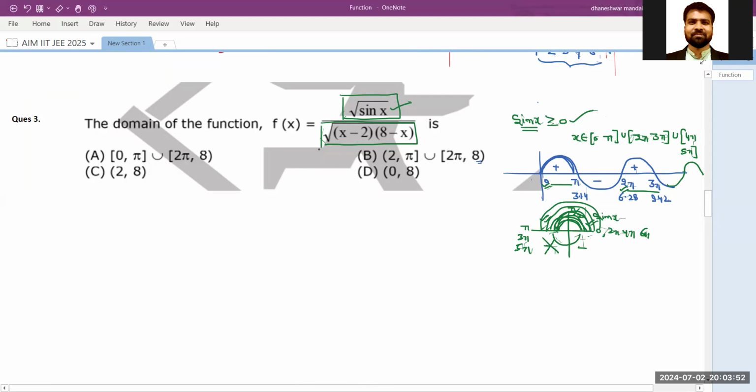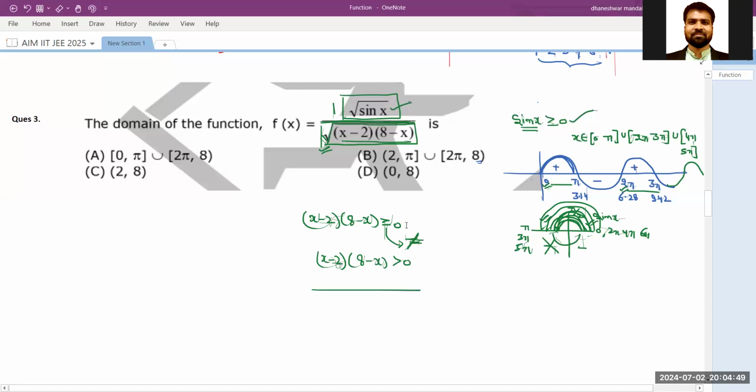Now, what about the condition for root of (x minus 2) and (8 minus x)? This term must be greater than or equal to 0 because these values lie inside the root. But I cannot take the equal to sign because this term also lies in the denominator. Is this clear to everyone? Root is there for the root only. If I consider the condition, this whole expression is greater than or equal to 0, but this term lies in the denominator. That's why I cannot consider the equal to sign. Then from here, I have only the greater than sign.